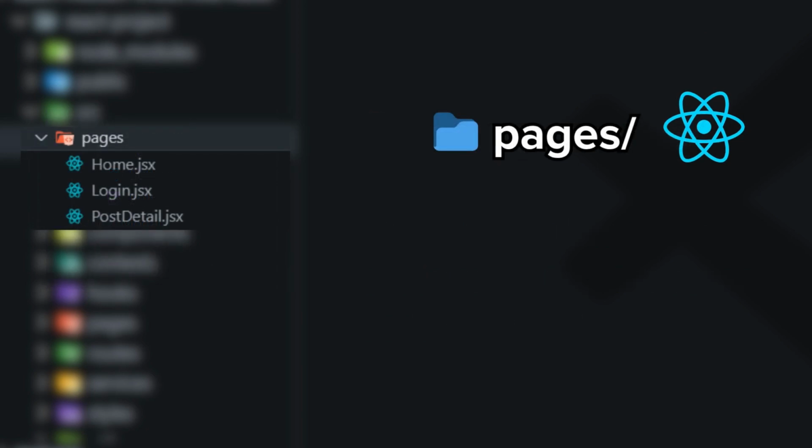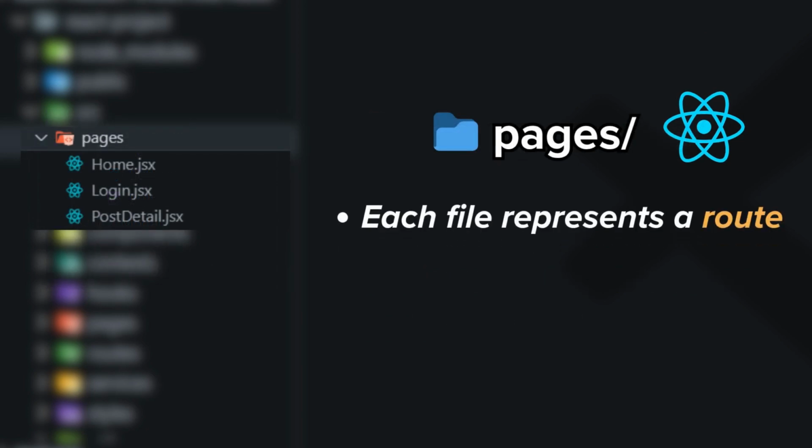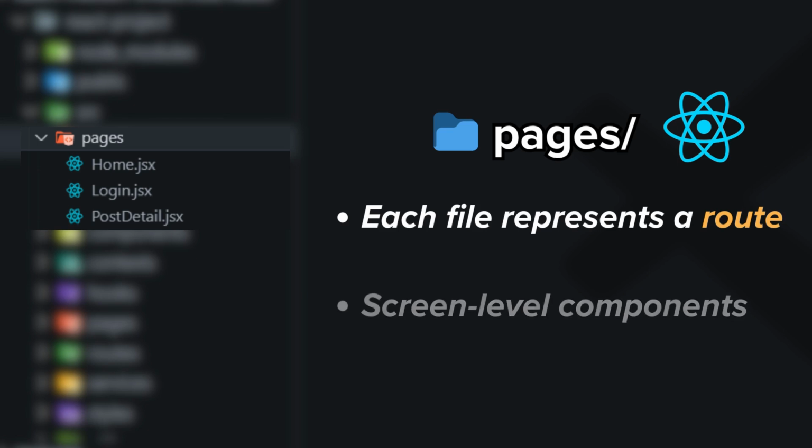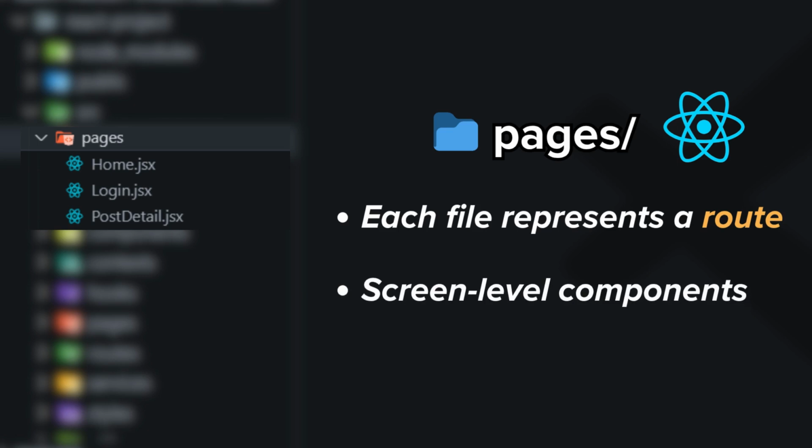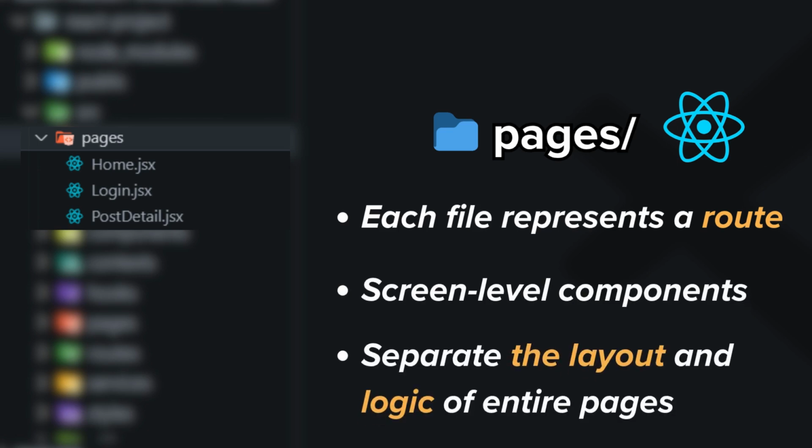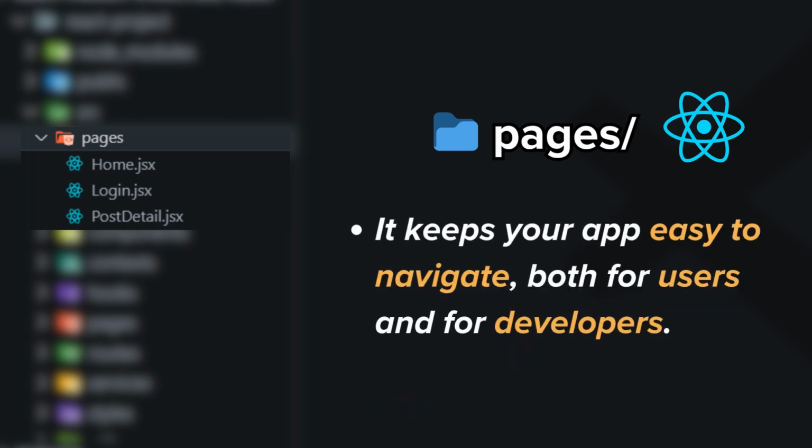Now let's talk about the Pages folder. Each file in here represents a route in your app. Basically, these are your screen-level components. This setup helps you clearly separate the layout and logic of entire pages from the smaller, reusable UI pieces. It keeps your app easy to navigate, both for users and for developers.